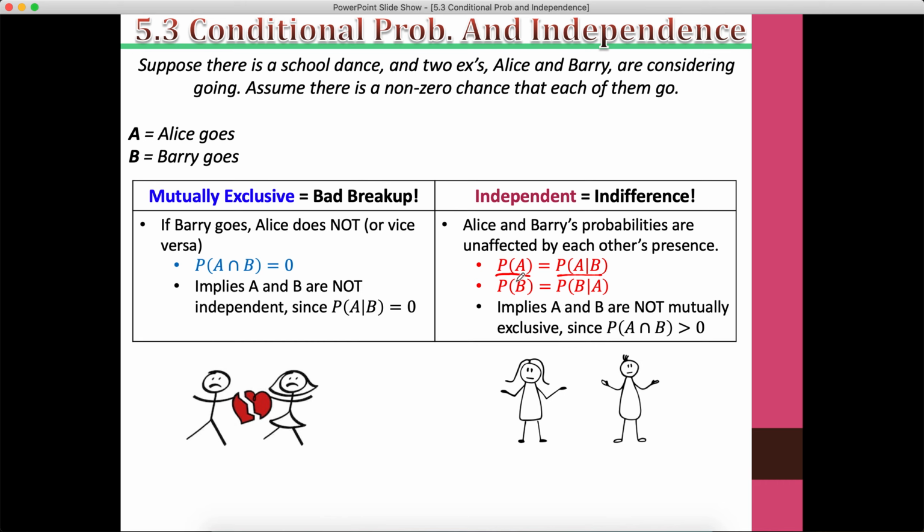Note that this, similar to the last one, implies that A and B are not mutually exclusive, because knowing that they're independent means that the probability of A and B is just going to be the product of those things, which will not be 0, given that there's a non-zero chance that each of them will go. So there is some overlap between these two things, given the last bullet point, but they're still very different and distinct properties of two events. It's important that you know the difference.